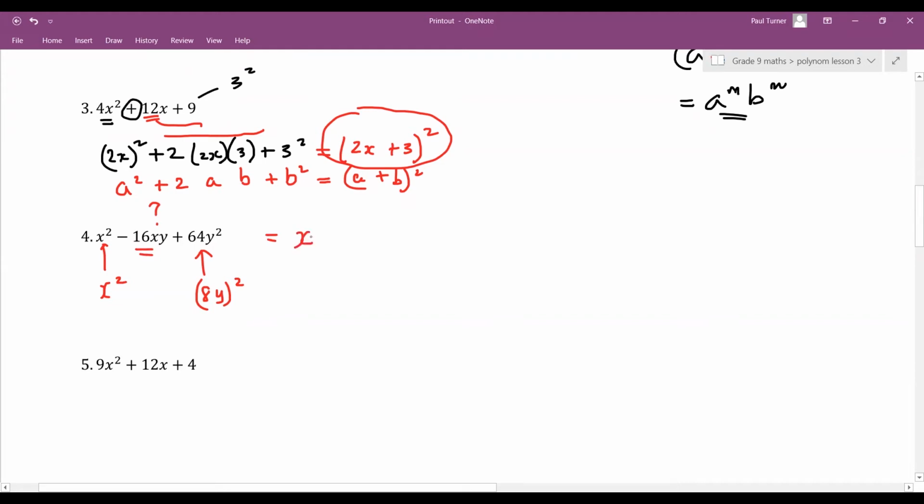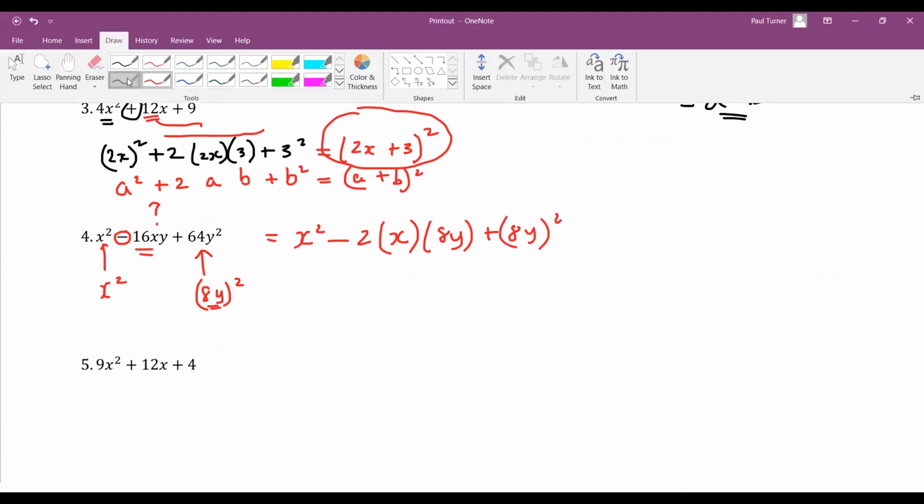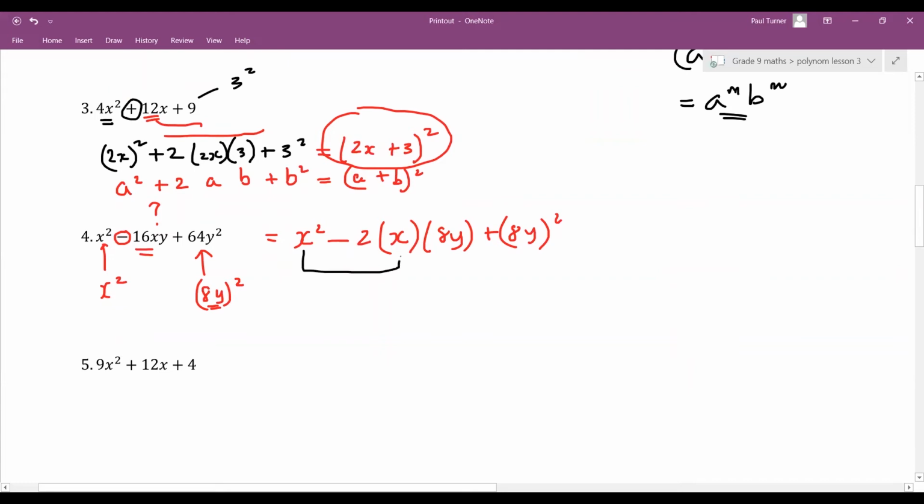We've got x squared, use the sign you've got here, which is negative or minus. And then I write 2 because that's in the formula. Then I'll write x again. And then the last one here I write is 8y. Put in 8y, plus 8y all squared. So just check they all match up. You've got your x, which gets written here. And this term will give you the 8y all squared. And then you write that in here.